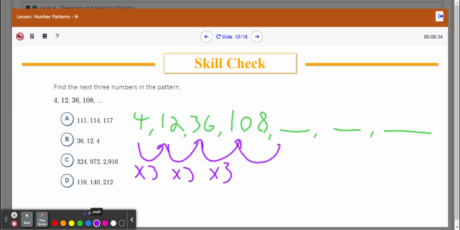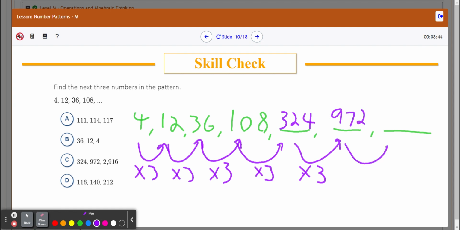So all you have to do is keep going. 108 times 3 is 324. 324 times 3 is 972. And 972 times 3 is, big guy over here, 2916. So again, looking at your rules, if it's going up, it's going to be addition or multiplication.